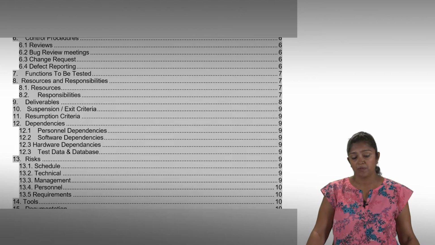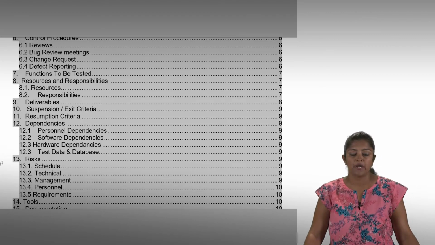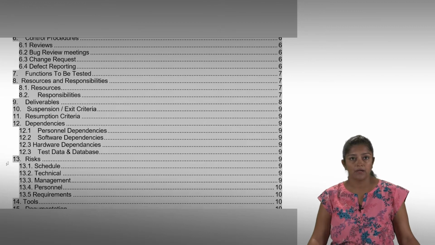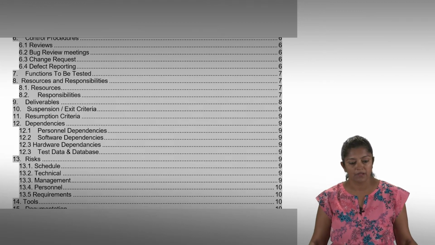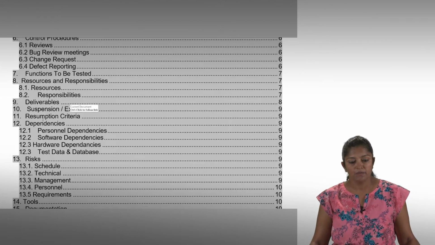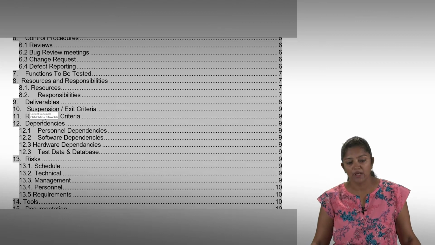So in this case, for the purpose of the course, you will be creating a test plan for your project. Again, depending on the project that you're working on, you'll have to customize this template and include the sections that make sense. So basically 10, 11 and 12.